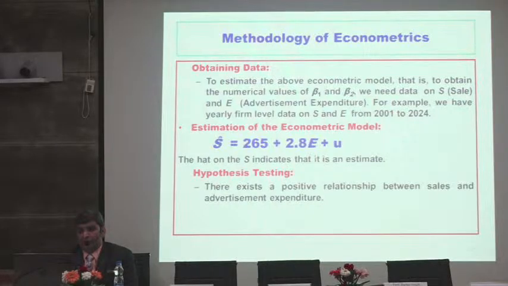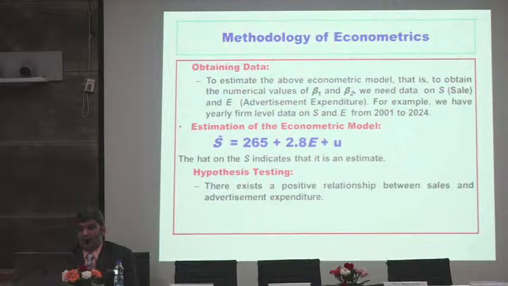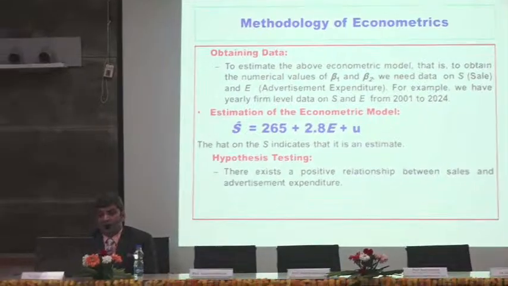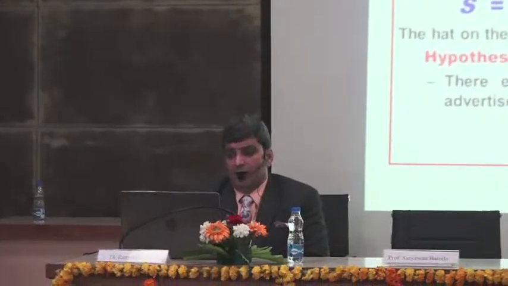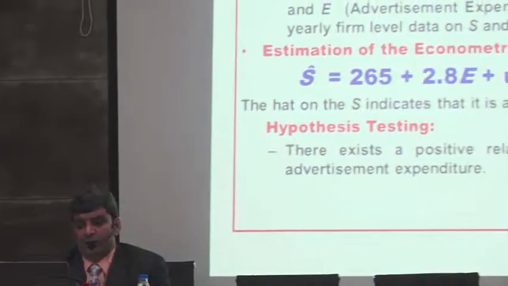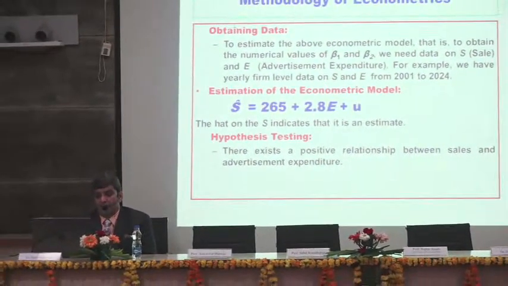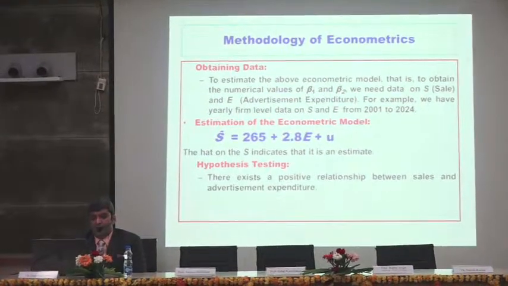In 2001, this is sale. In 2001, this is the advertisement expenditure. We have hypothetical data, and by using that data, we would estimate the model. We would calculate the values of beta 1 and beta 2. And here we have used a cap on S. Previously there was no cap on S, but now we have a cap on S. It means this is the estimated value of S. S represents the sale. And we have the value of beta 1, that is 265, and the value of beta 2, that is 2.8, plus error. So this is our estimation of the econometric model.